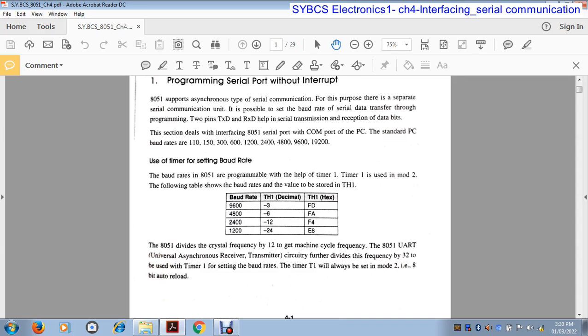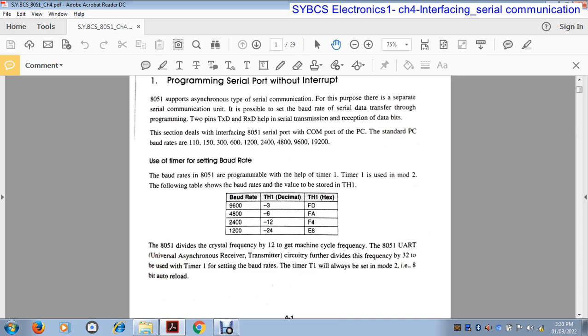Okay, so the 8051 has a UART, that means Universal Asynchronous Receiver Transmitter. The full form of UART is Universal Asynchronous Receiver and Transmitter. Further, we divide this frequency by 32 to be used with timer 1 for setting the baud rate. So timer T1 will always be set in mode 2. That's it, 8-bit auto reload.